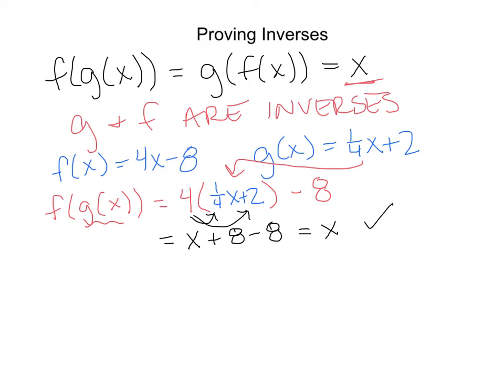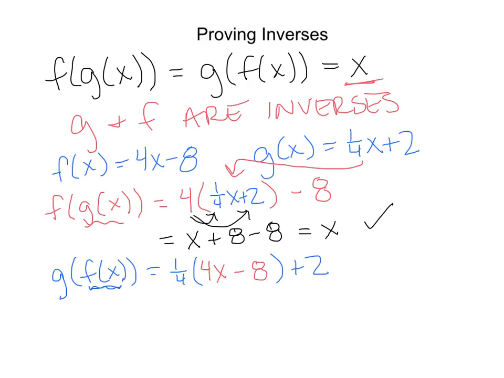So we verified this halfway. We're on our way to proving that they're inverses, but sometimes functions work one way and they don't work the other way. So we also need to do the second step of verification, which is g of f of x. In this case, we're going to take the g function and input f inside of it. So the g function was 1/4 x plus 2. We're going to put the f function inside of it. And the f function was 4x minus 8.